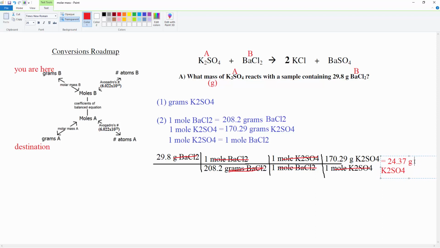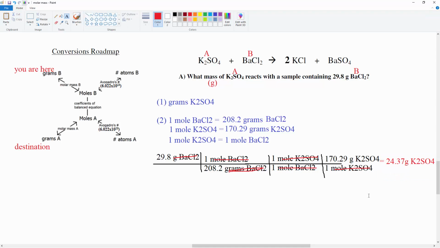What do you guys think? Was that as bad as you thought it was going to be? Again, it is work, it is tedious, but this gram to mole conversion and this gram to mole conversion, that's just what we did yesterday. And this mole to mole conversion is just what we did this morning. So it's all the same things that we've been doing. I'm just putting it together, right? I'm just putting it together. Okay.